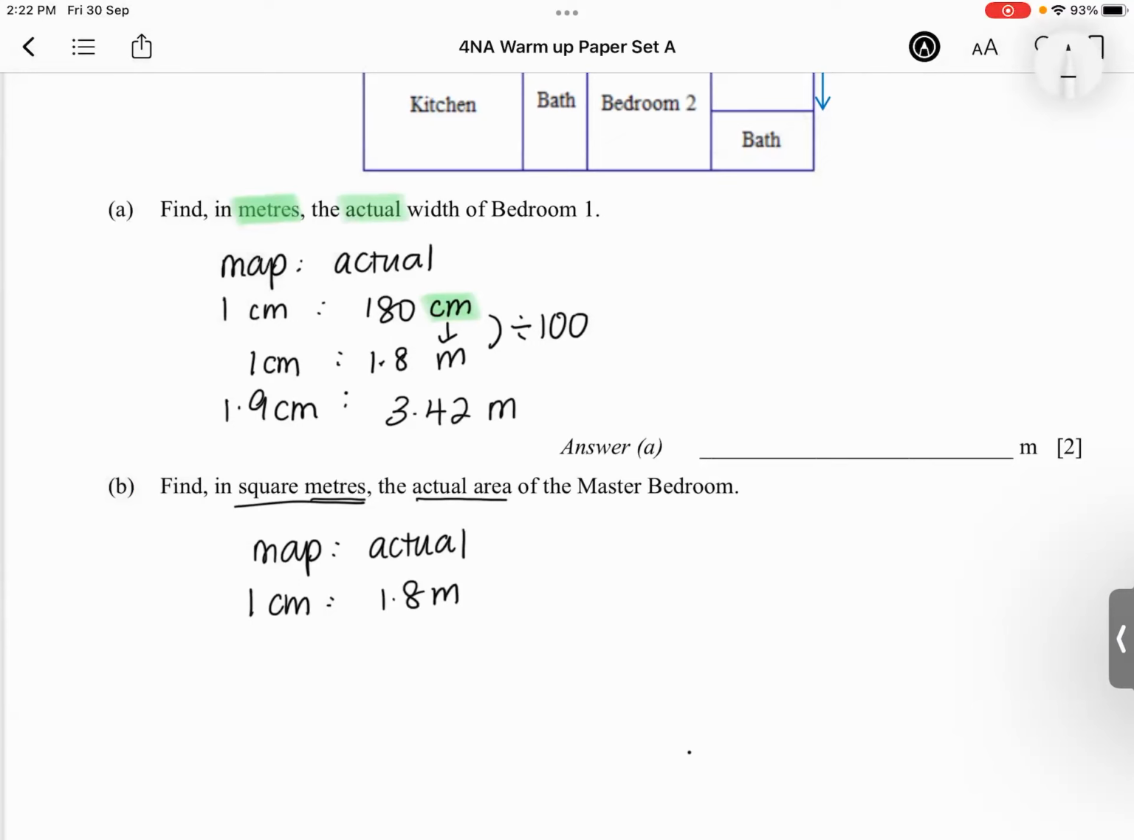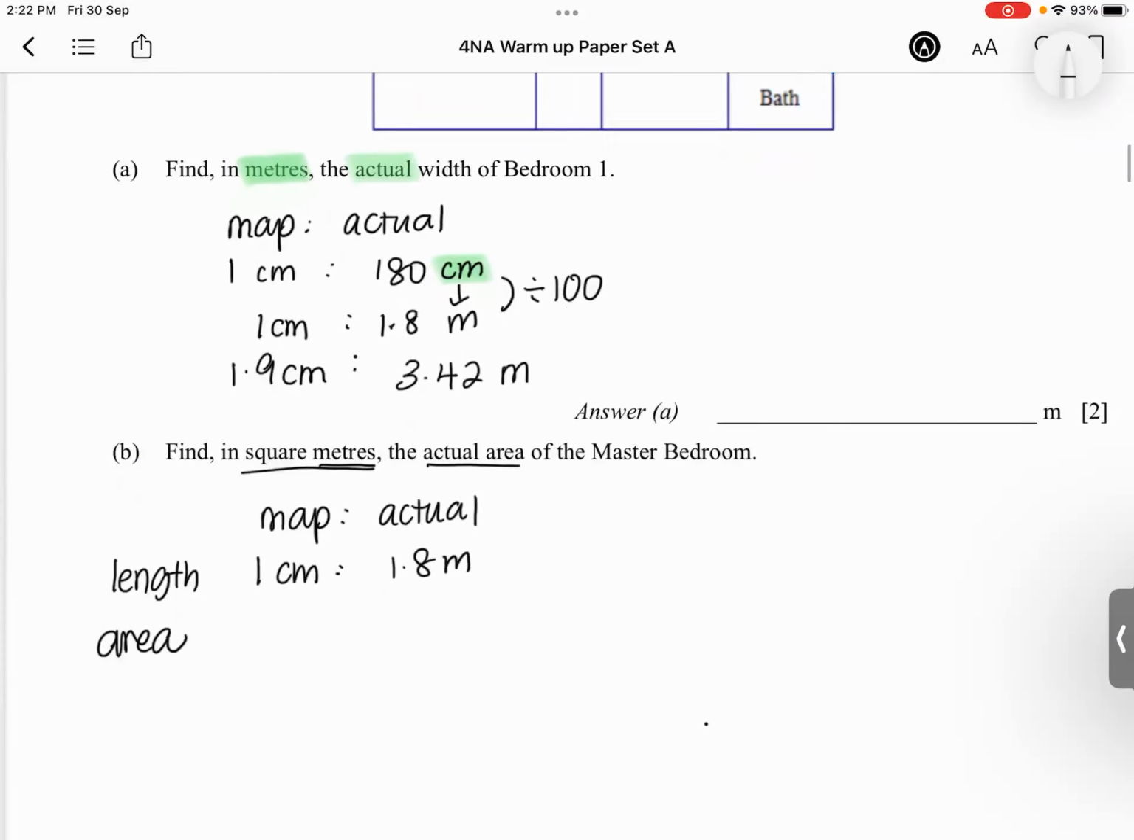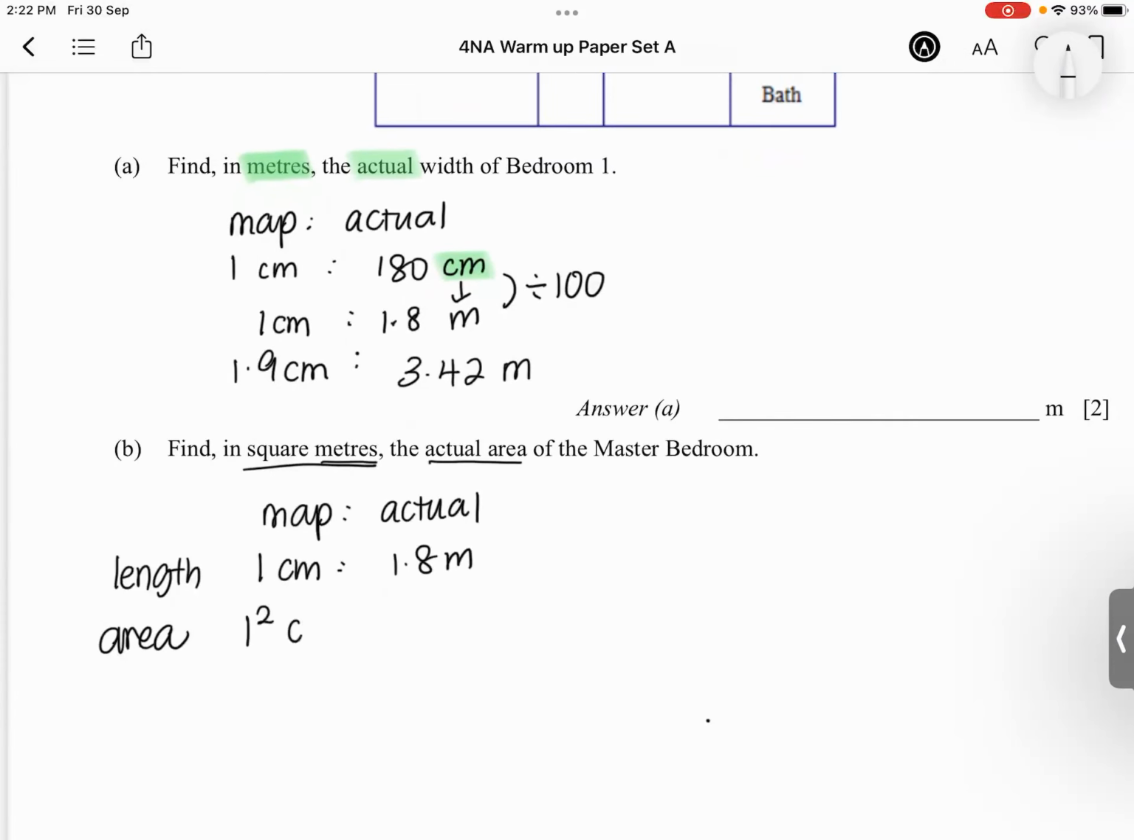Next thing, I want the area. Then what do we need to do? We need to square everything: 1 cm squared, 1.8 meter squared. Some people don't like a lot of numbers. If you don't want to find the numbers, you can just use 1.8 squared directly, so you have fewer numbers to copy. But for me, I'll just do the square. So I'll get 3.24, and 1 squared is still 1.